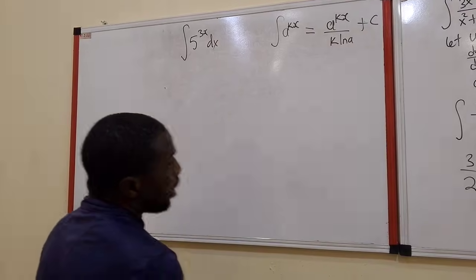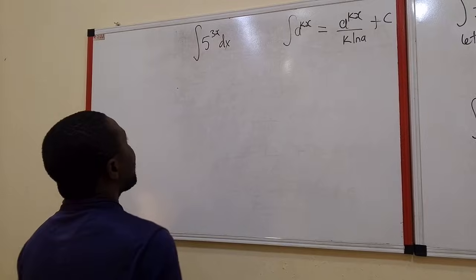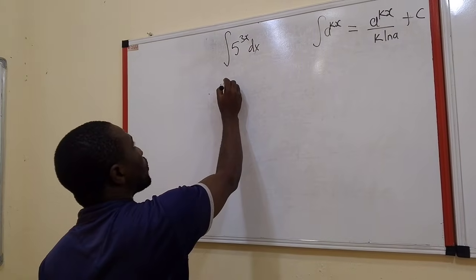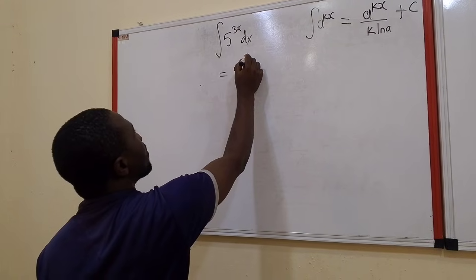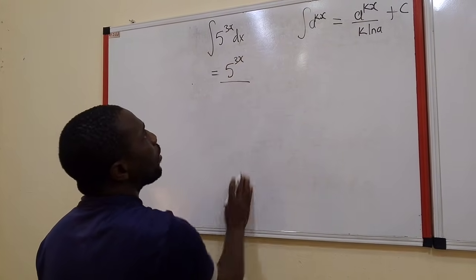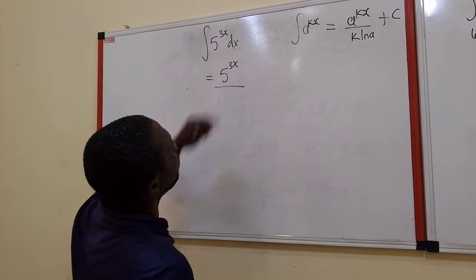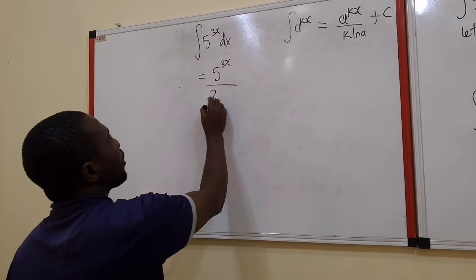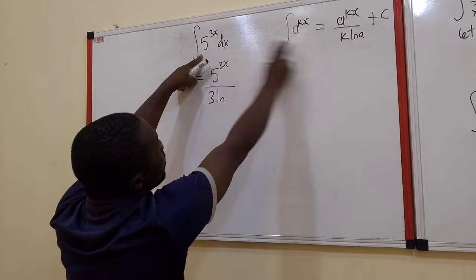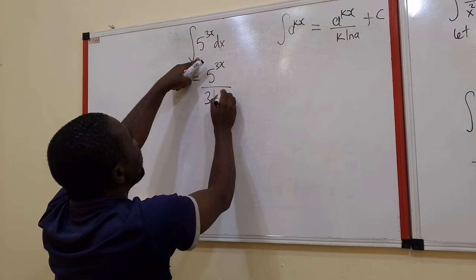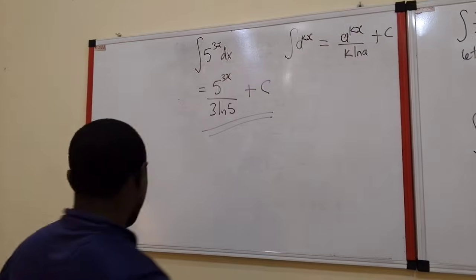So this is what we are going to do. We have 5 raised to 3x. What do we do? This will be equal to 5 raised to 3x over, if you differentiate 3x, what would that give us? 3. Then your a now, comparing this with that, your a is what? 5. So 3 ln 5 plus c. This is the final answer.